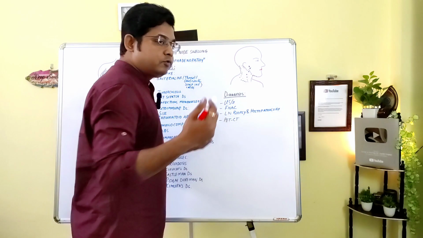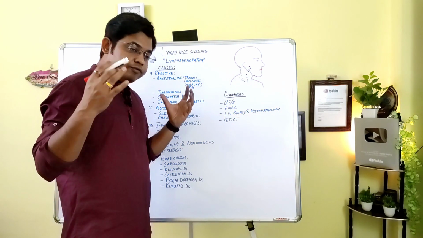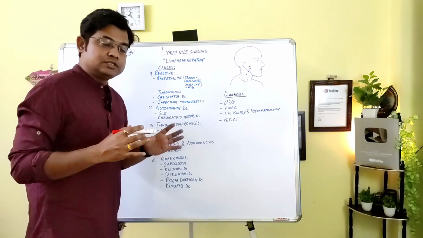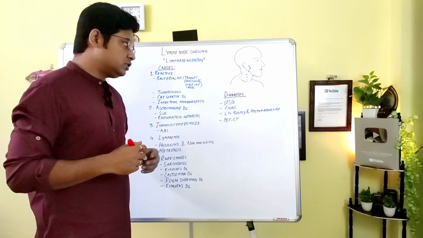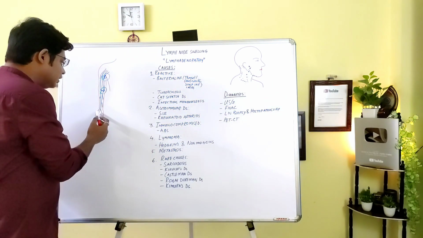Now what is a lymph node? Now lymph node is a part of the lymphatic system. The lymphatic system has two components. The first one is lymphatic vessels.